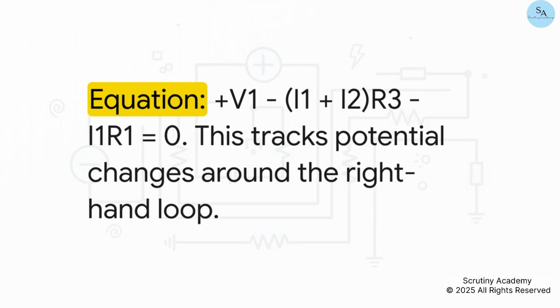We're going to do the exact same thing now for the right-hand loop. We cross battery V1, that's a gain, plus V1. Then we go through resistor R3 again, that's another voltage drop of (I1 plus I2) times R3. And lastly, we cross resistor R1, which is a drop of I1 times R1. We've made our way back, so it all equals 0. And just like that, we have 3 unique equations and 3 unknown currents. The physics is done. Now it's just an algebra problem.